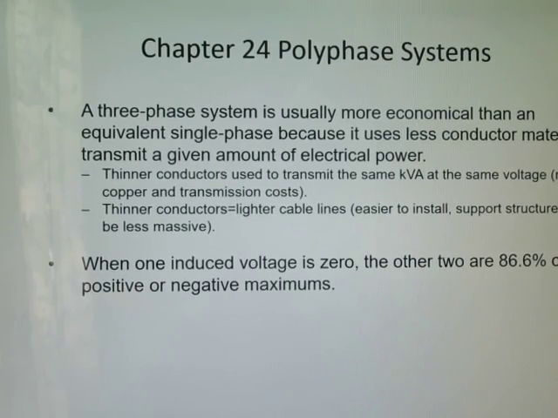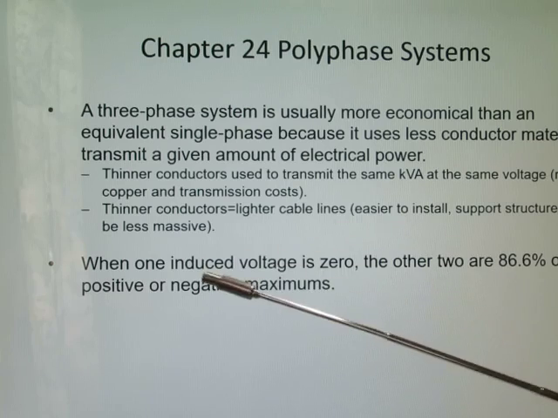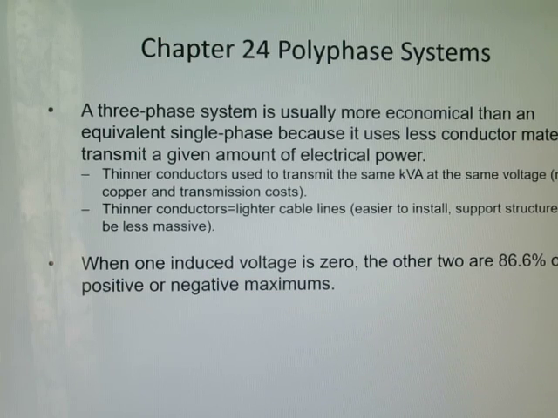The three-phase system delivers power to the grid efficiently. There's less material used in the cables because they're not as big diameter-wise as if you didn't have three phases. That corresponds to lighter weight to support, and that goes towards lower cost. The three-phase system also provides smooth operation for large motors to start easily. And one important aspect is that when one of the induced voltages is at zero, the other two are around 87% of their positive or negative maximum values.